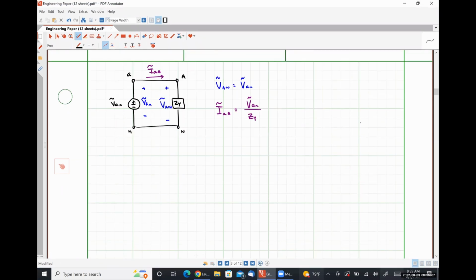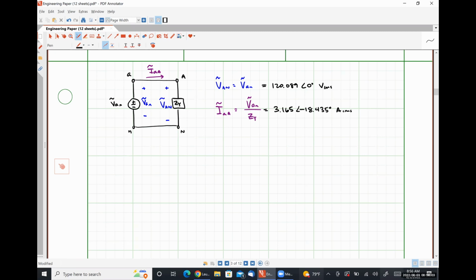So this is just 120.089 angle 0 degrees volts RMS. And then if we substitute that in and divide by ZY, our line current IAA looks like 3.165 angle negative 18.435 degrees amps RMS. So what we've solved for here is the phase voltages and the line currents in our A phase. But our problem statement did not specify what phase. So typically that means that we want all phases.